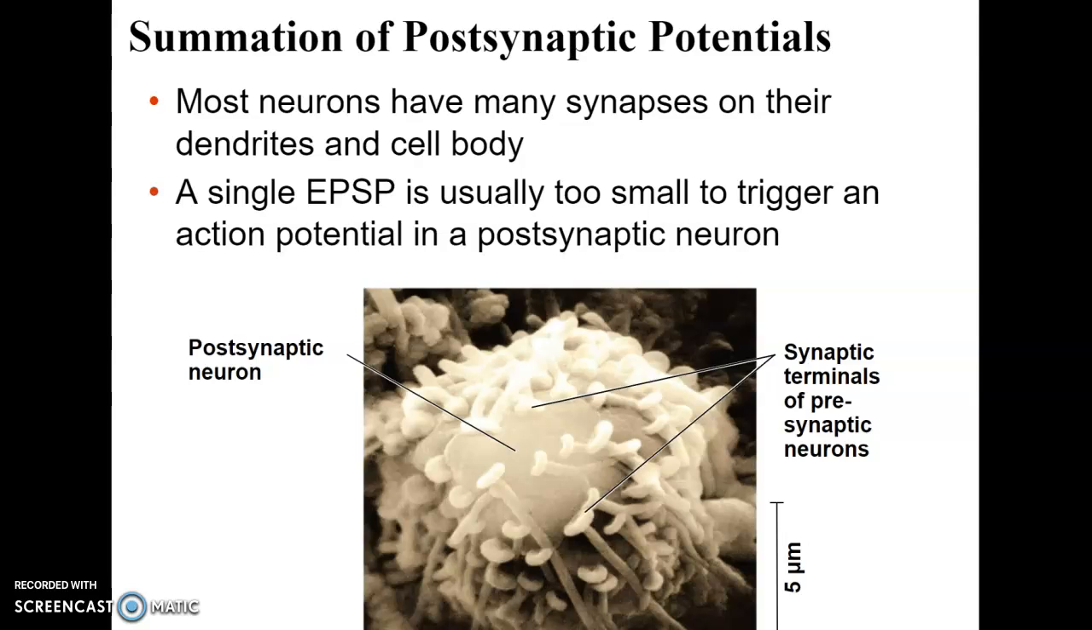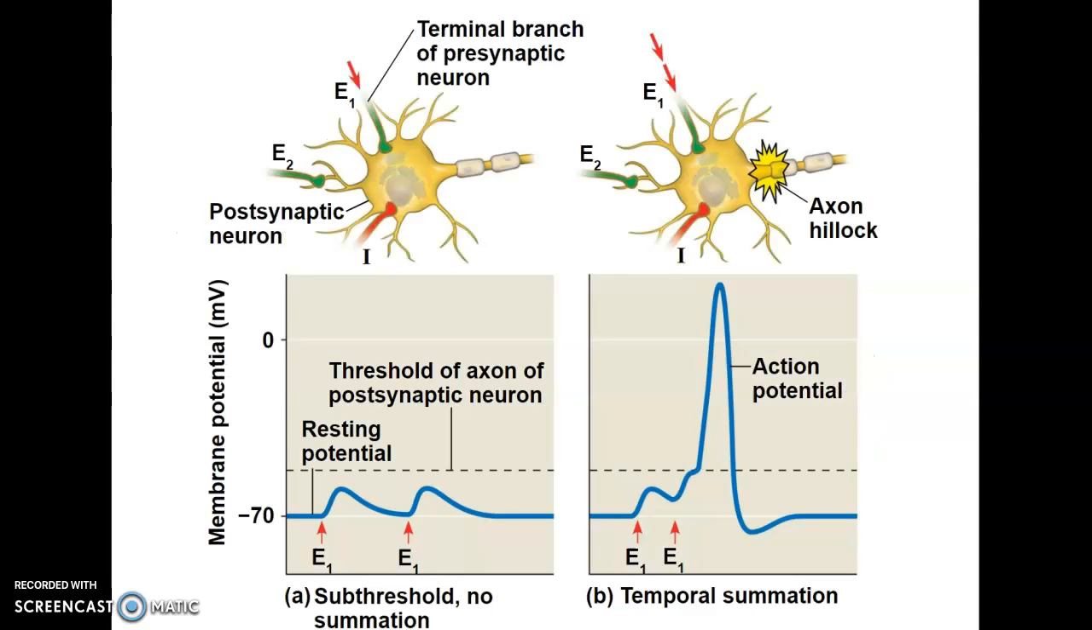No one EPSP is going to cause an action potential, and so most postsynaptic neurons have many synapses onto them, either onto their dendrites or onto their cell body, or both. And these synapses can be either inhibitory or excitatory. We can sum them up using one of two things, either temporal summation or spatial summation.